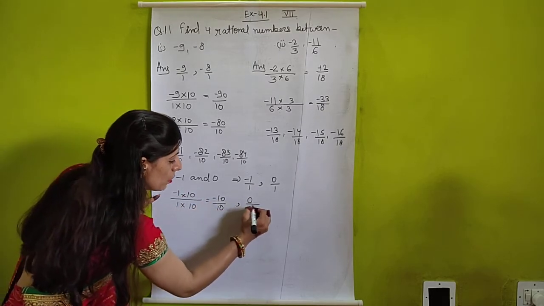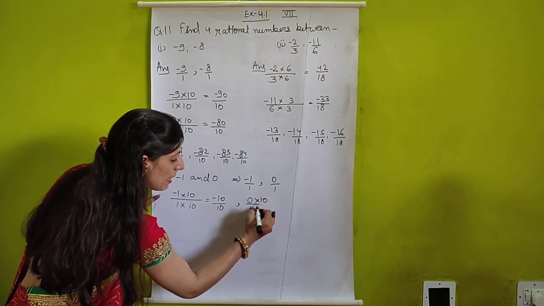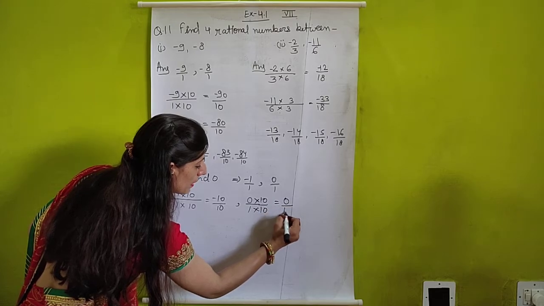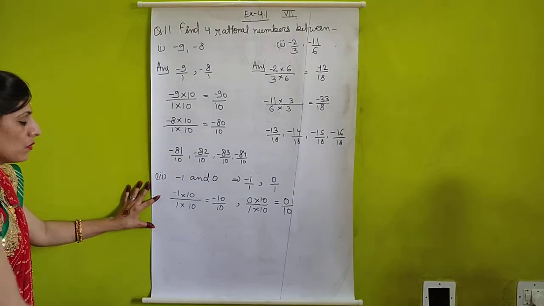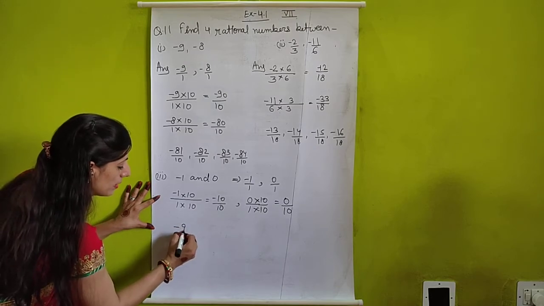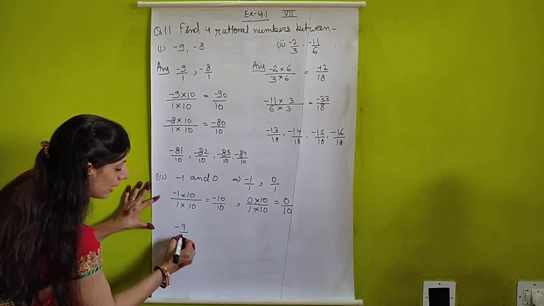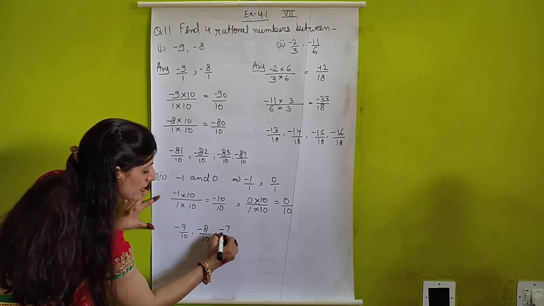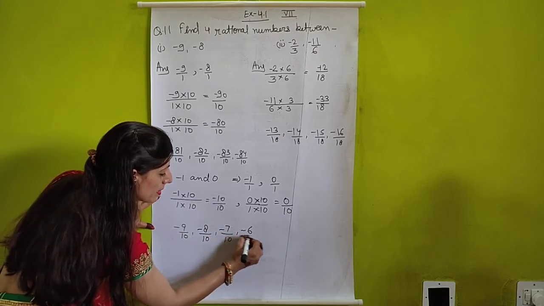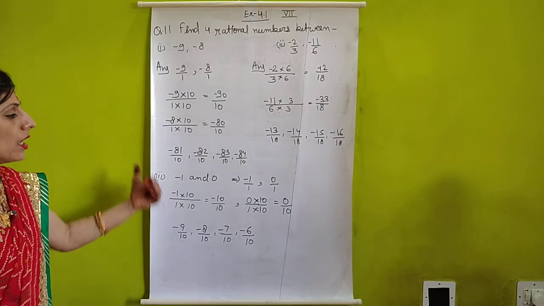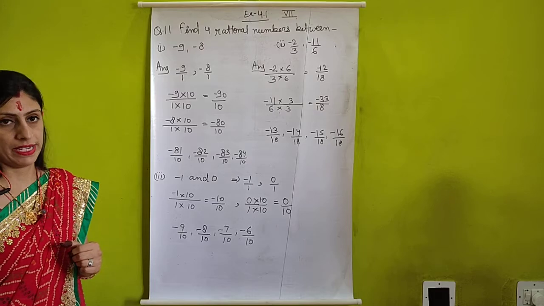And now 0 upon 1, this one, I will multiply with 10. Then here also 0 upon 10 will come. Now students, minus 10 upon 10 and 0 upon 10. How many numbers are there? Minus 9 upon 10, minus 8 upon 10, minus 7 upon 10, minus 6 upon 10, minus 5 upon 10, minus 4 upon 10. So many rational numbers you can find here.